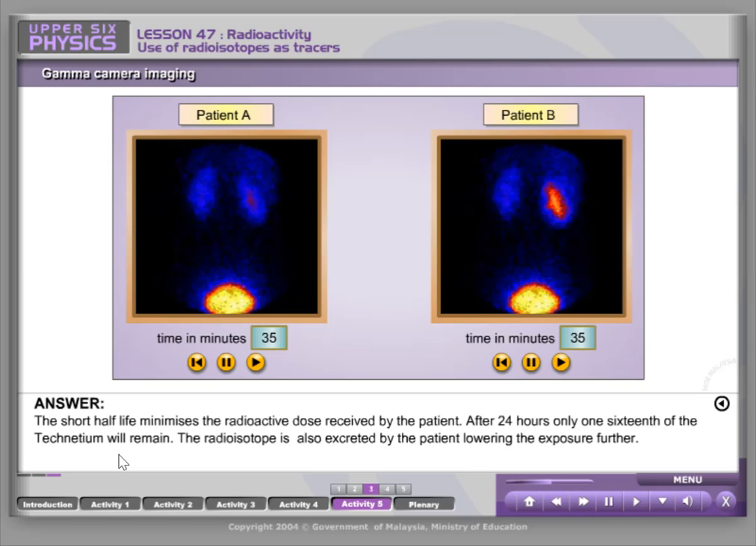After 24 hours, only 1/16 of the technetium will remain. The radioisotope is also excreted by the patient, lowering the exposure further.